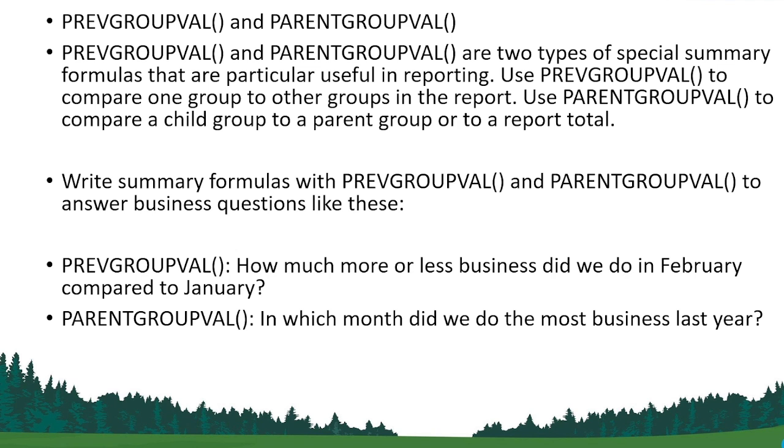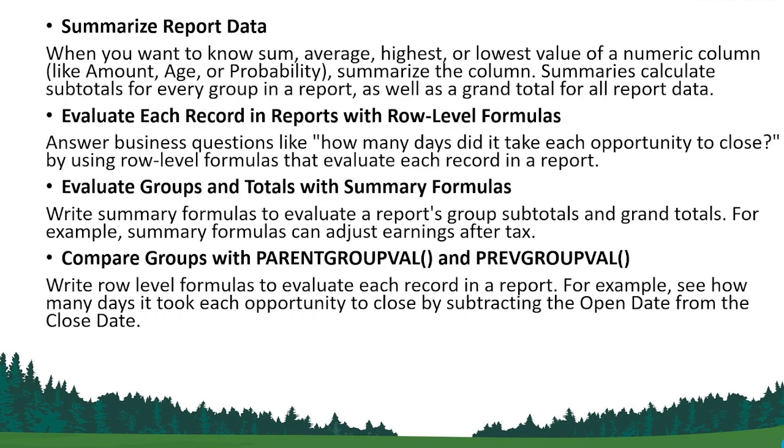Then you have parent group value. In the parent group value, you have to find which month you did the most business in the last year. Then you check the summarized report data. When you want to know the sum, average, highest or lowest value of any numerical column, then you summarize the column. The summaries will help you calculate the total of every group in a report, as well as your grand total for all the report data.